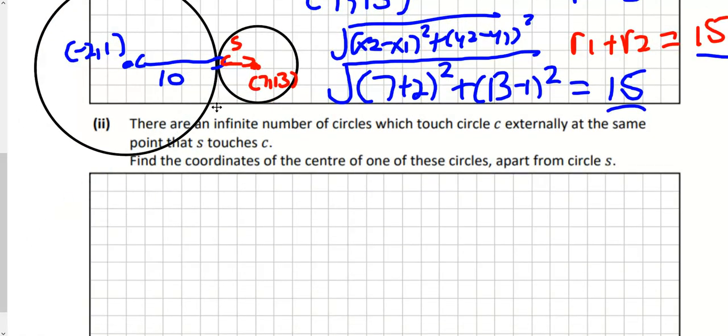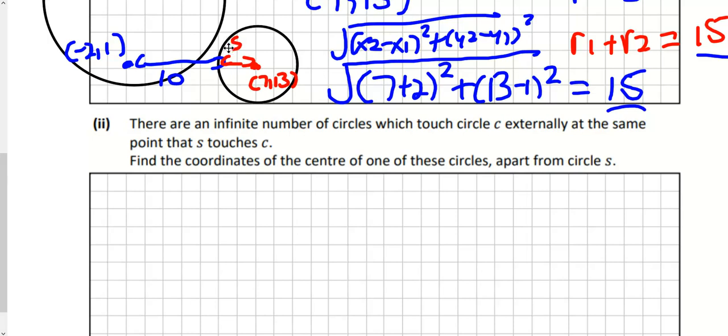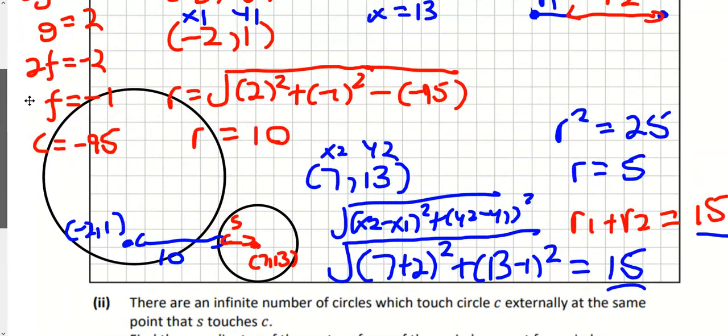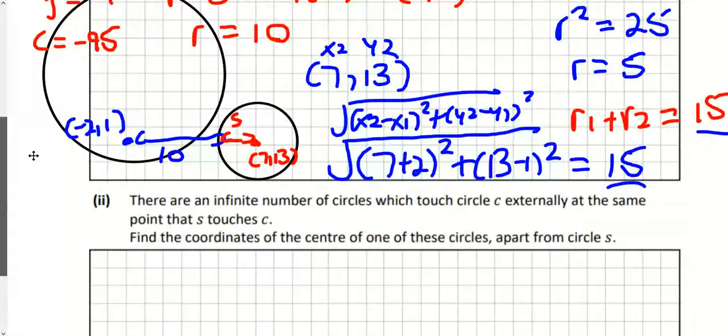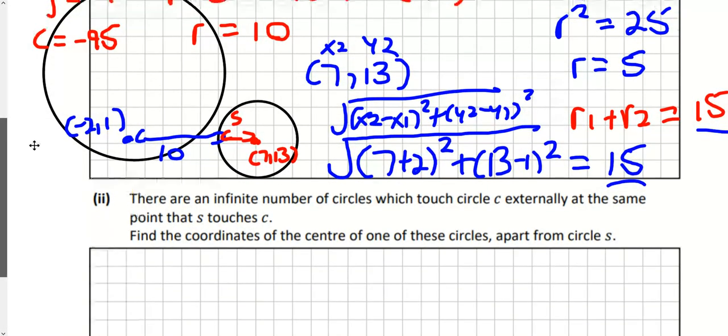Now, there are infinite number of circles which touch the circle C externally at the same time S touches C. Find the coordinates of the center of one of those circles apart from S. No bother. All right. So, which one are we looking for? Just the center is all it wants.